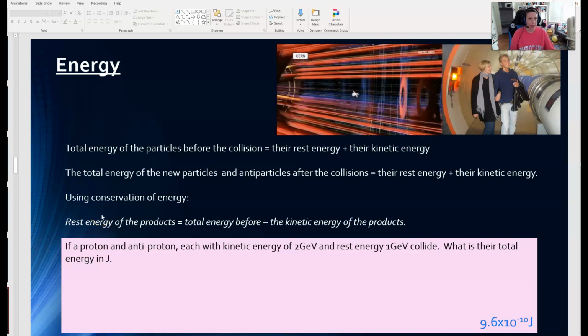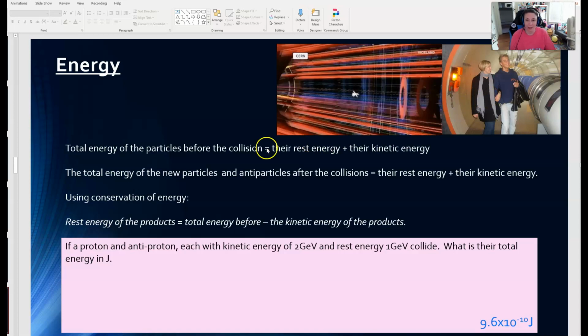Okay, now if we just talk about energy, when you go to the Large Hadron Collider, you smash together particles. Well, you don't, but the scientists do. This is actually a picture of me and one of my ex-students at the Large Hadron Collider. It was just being built, actually. It hadn't actually started doing its experiment.